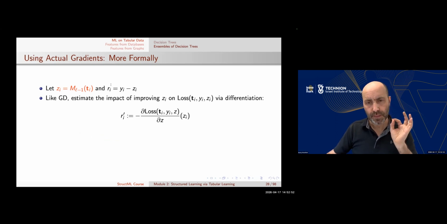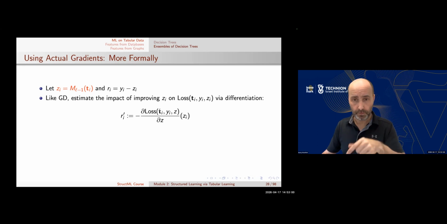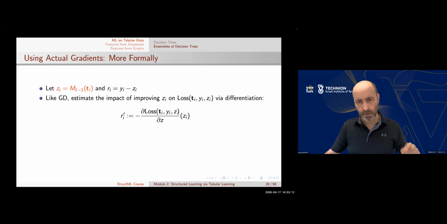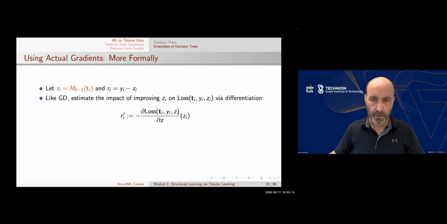Okay? And we take the derivative of the loss with respect to Ti, Yi its label, and Z, okay, which is Zi currently our prediction. And we take the derivative on Z. How much changing Z is going to impact the loss function?